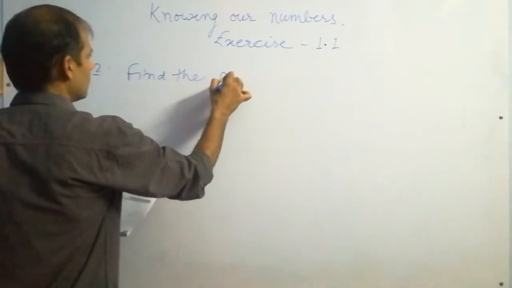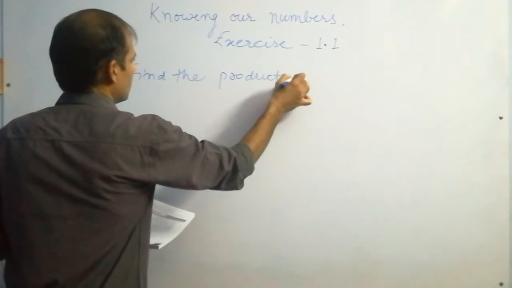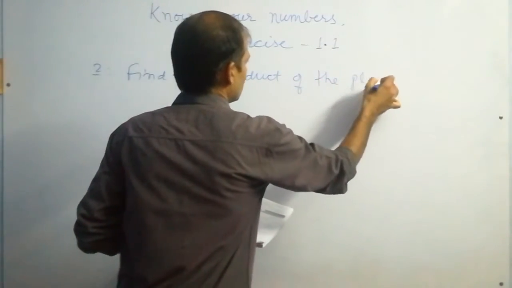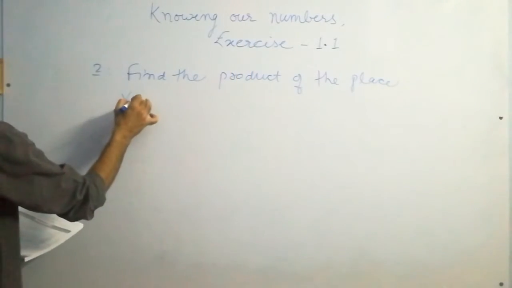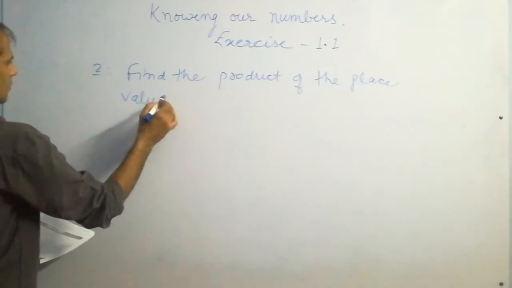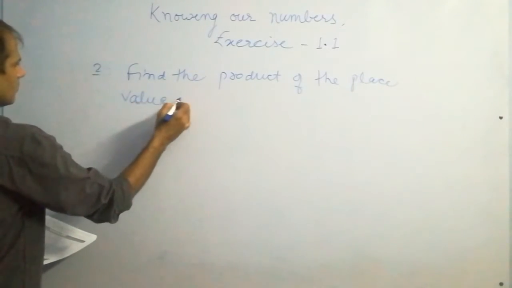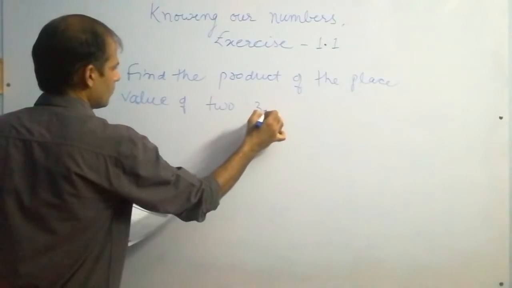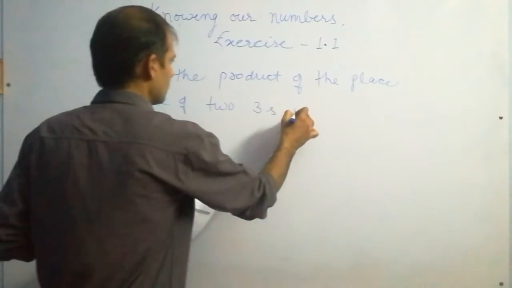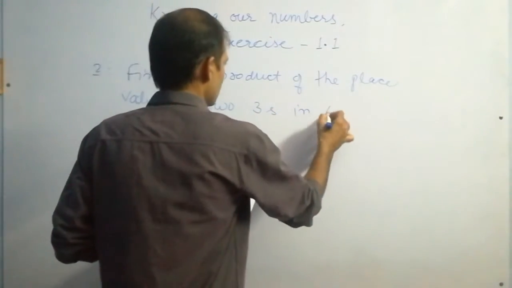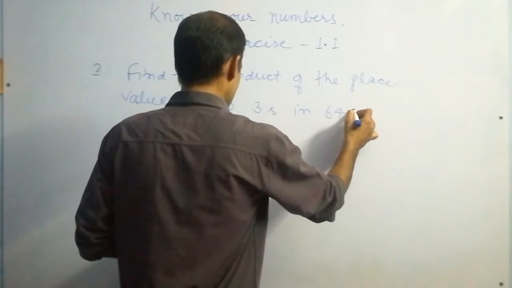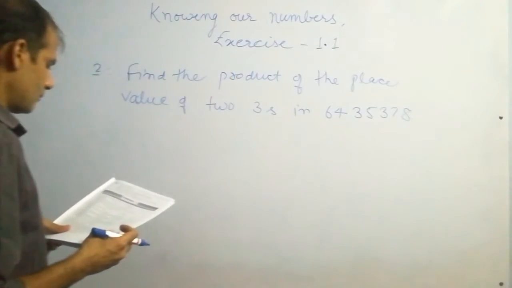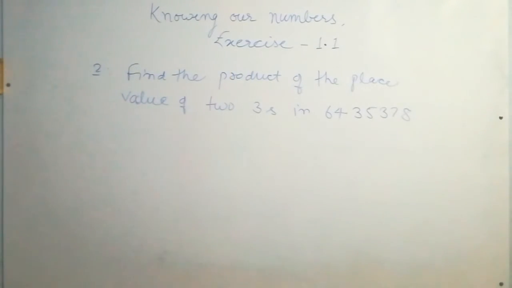find the product of the place value of two threes in 6,435,378. 6, 4, 3, 5, 3, 7, 8.